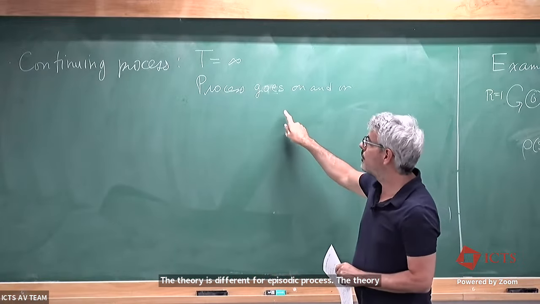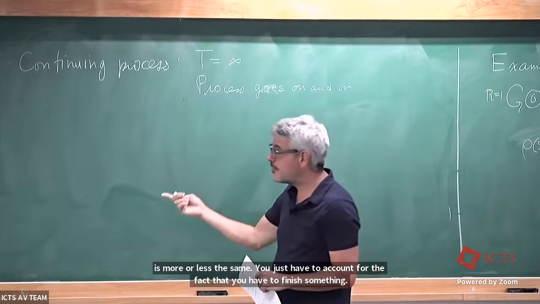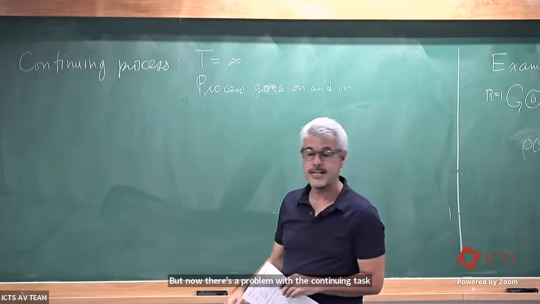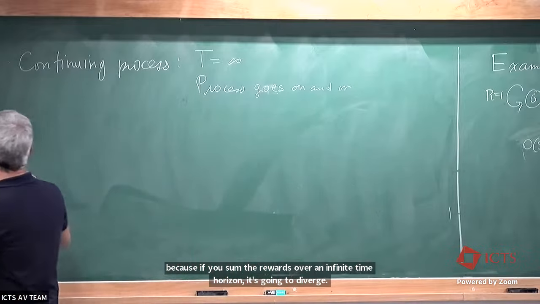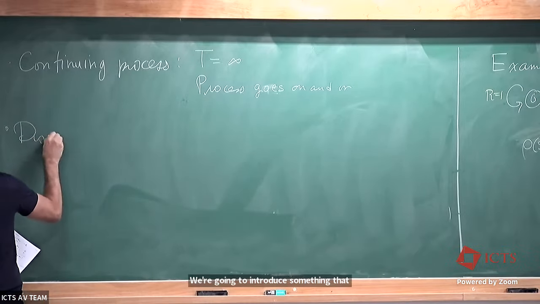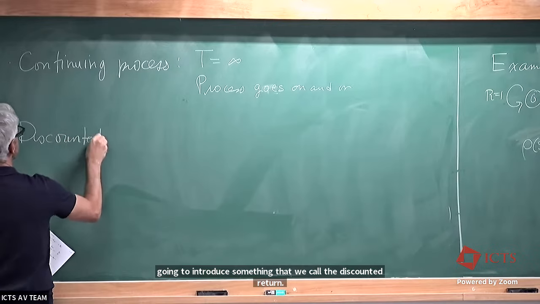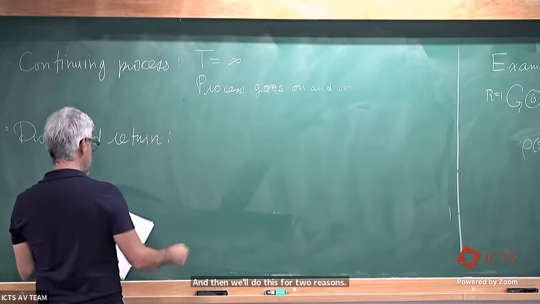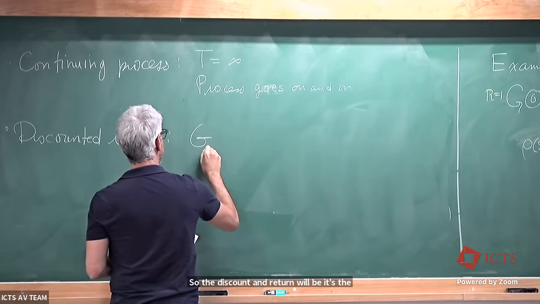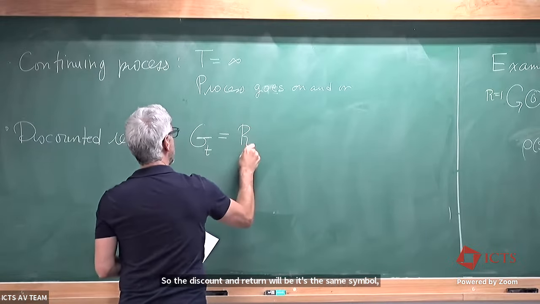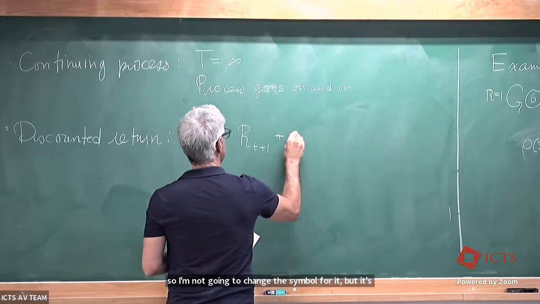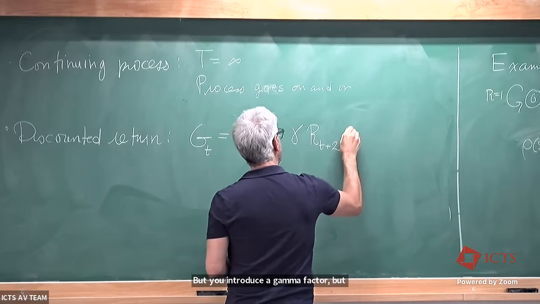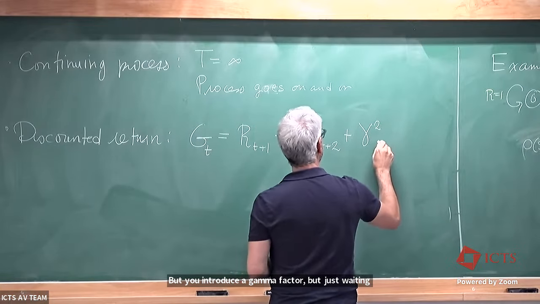But now there's a problem with the continuing task, because if you sum the rewards over an infinite time horizon, it's going to diverge. Okay. So to cure this, we're going to introduce something that we call the discounted return. And we'll do this for two reasons. The discounted return will be, it's the same symbol, so I'm not going to change the symbol for it, but it's going to be the reward that you get into the future, but you introduce a gamma factor for weighting the rewards that come in the far future.